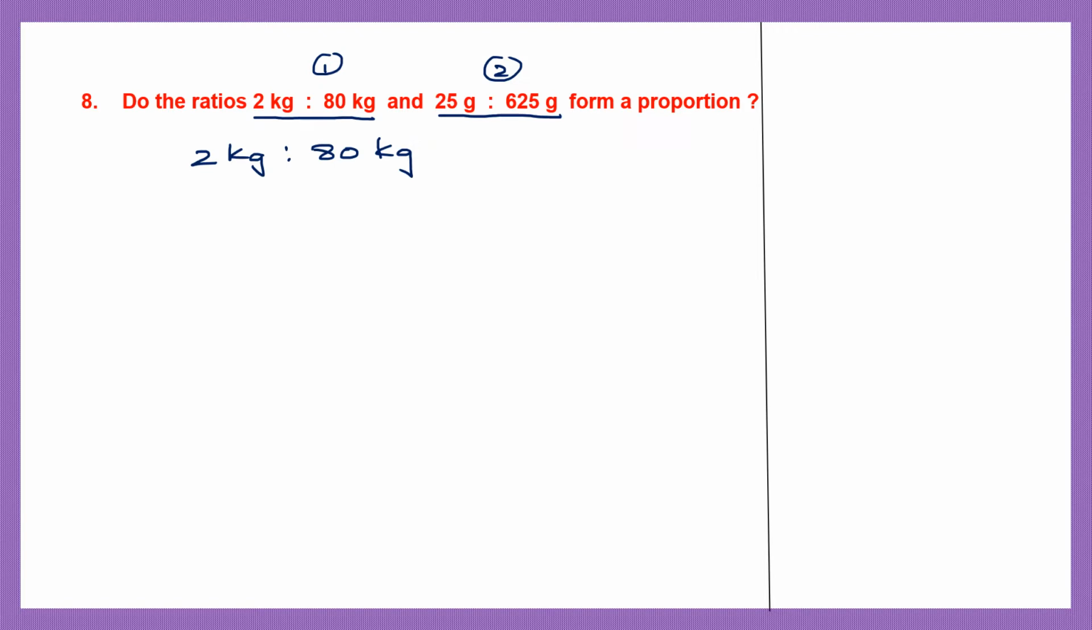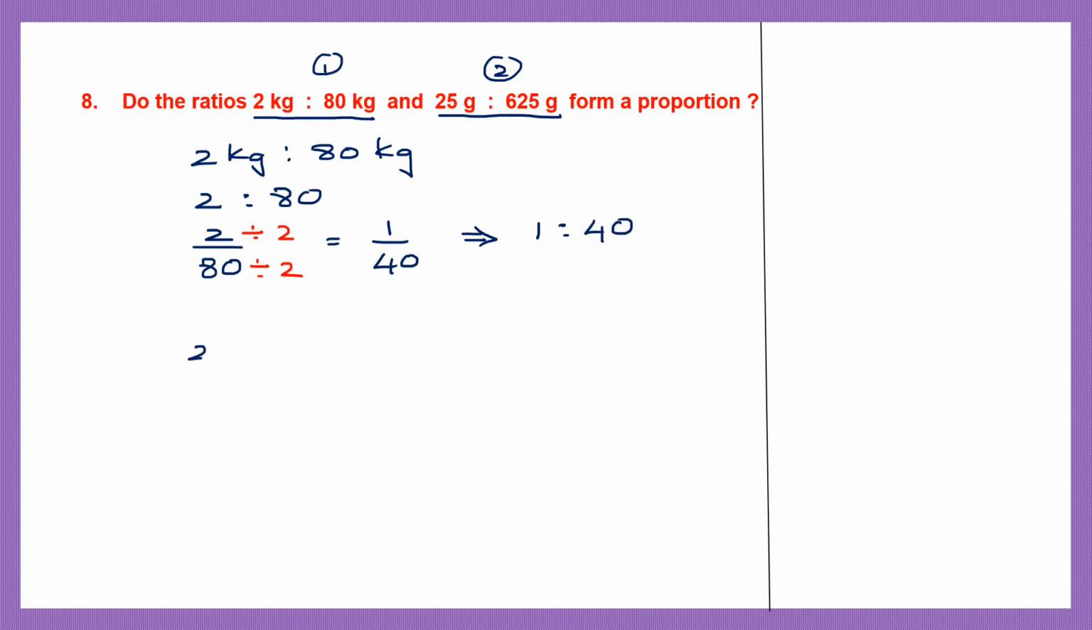We just have to make this a simpler ratio. So this will be 2:80. I'll write it as a fraction, 2 by 80, and I'll reduce this to the lowest term by dividing both by 2. So what do I get here? 2 ones are 2, and 2 into 40 is 80. So my first ratio is 1:40. This is my first ratio.